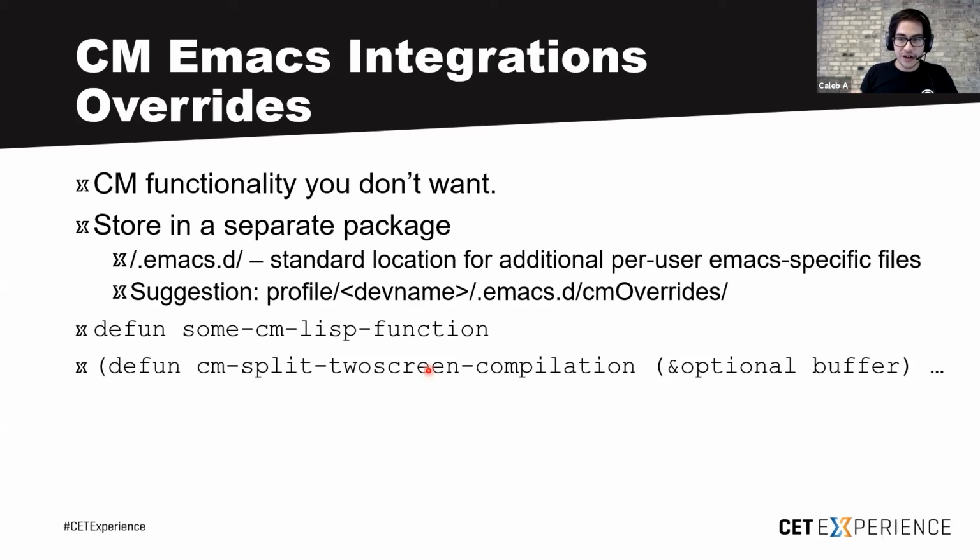what this does is it splits your compilation window, your compilation frame window pair, off onto a separate frame. And when it does that, when it creates the new frame, it just arbitrarily sets the background color to gray 88. And this was wiping out my theme's background color. So basically what I did was I overrode this function to no longer do that. And I put it into my CM overrides package.